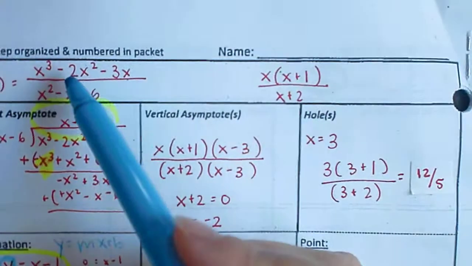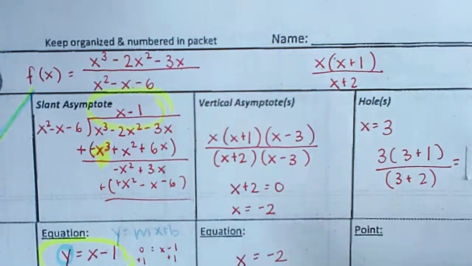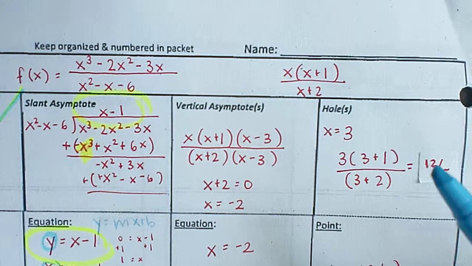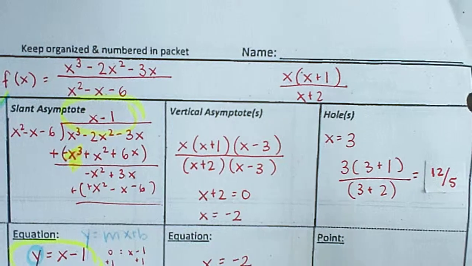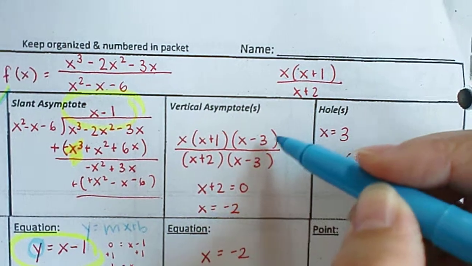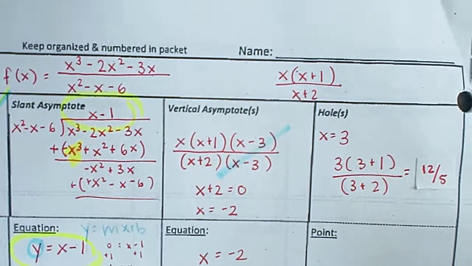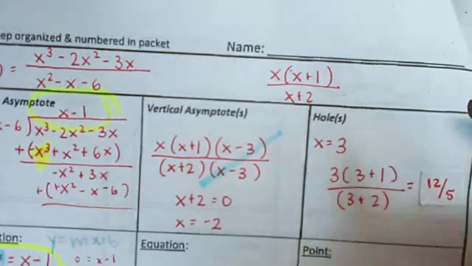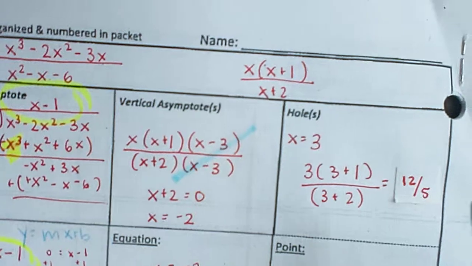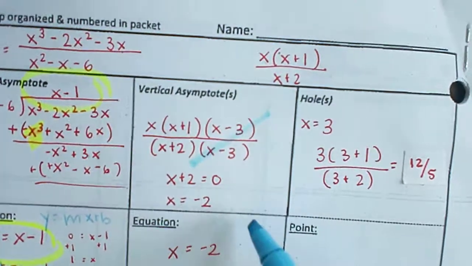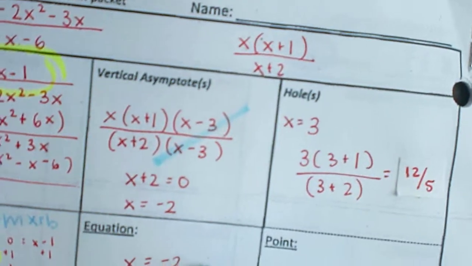When looking at vertical asymptotes, we will factor the original equation, and it factors into x times x plus 1 times x minus 3 over x plus 2 times x minus 3. Because these are common factors, we can cross them off, because this will later become our hole. Looking at the denominator, we see x plus 2, and if we set that to 0, x equals negative 2, and that will be our vertical asymptote.